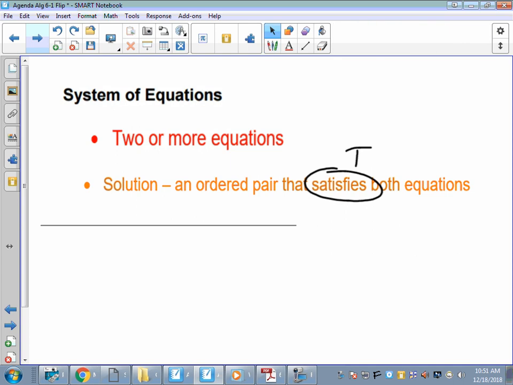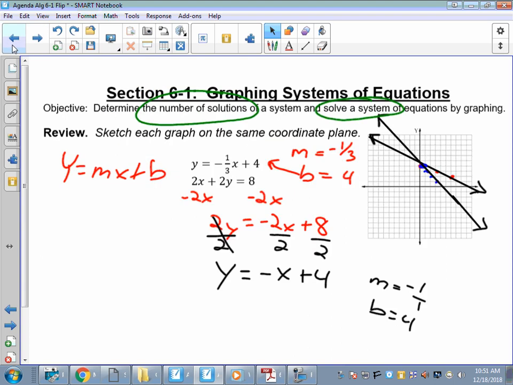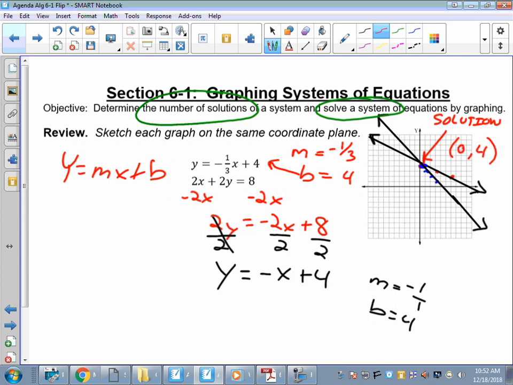Okay, so go back here. What satisfies both equations in our example here? Well, it would be this point right here where it intersects, where it crosses. That's your solution. Where it intersects would work for both lines. And so we name it by an ordered pair. So in this case, 0, 4 would be our ordered pair there.